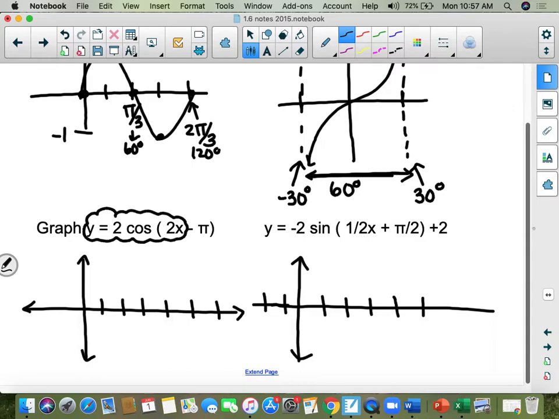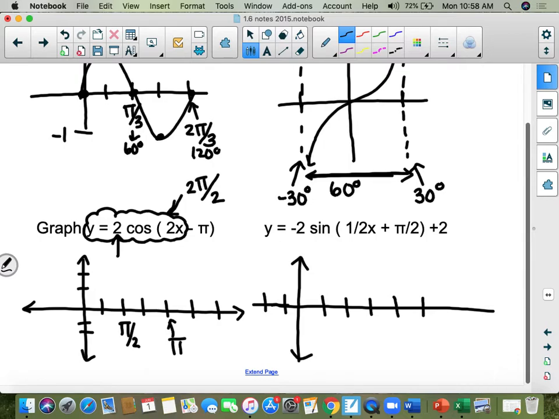Y is equal to 2 cosine of 2x. I'm going to go up 2, and I'm going to go down 2. Why? Because that is my amplitude, is 2. My 4th slash right here is called my period. And how do I get my period? It's 2 pi divided by 2, which ends up being a pi right there. Pi is 180. This is pi over 2, which is 90.